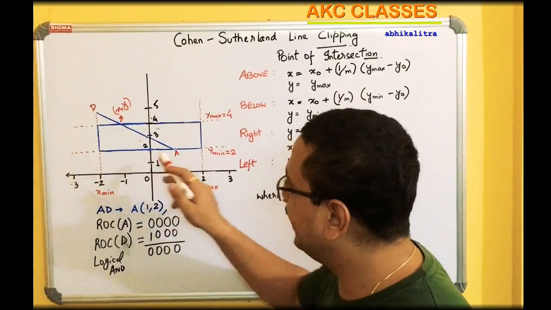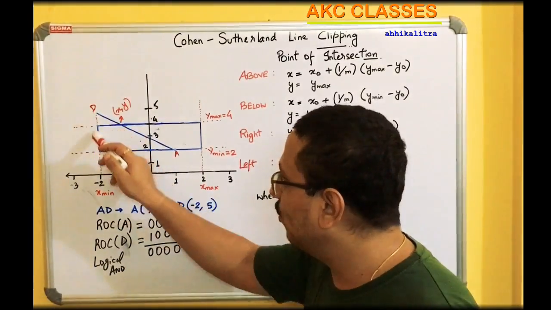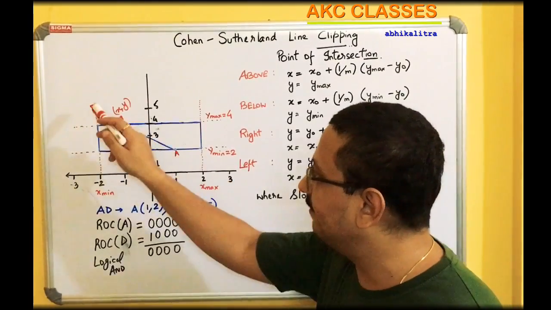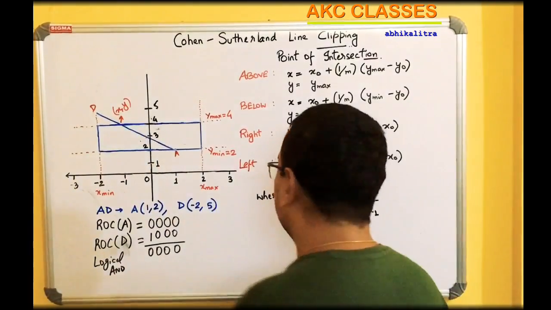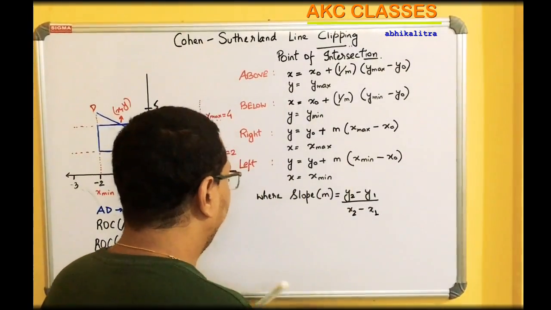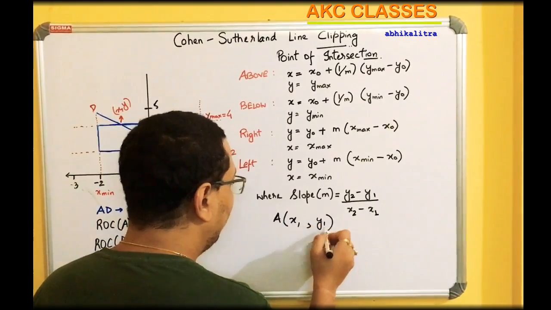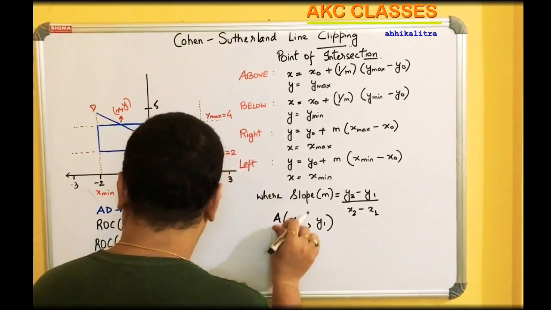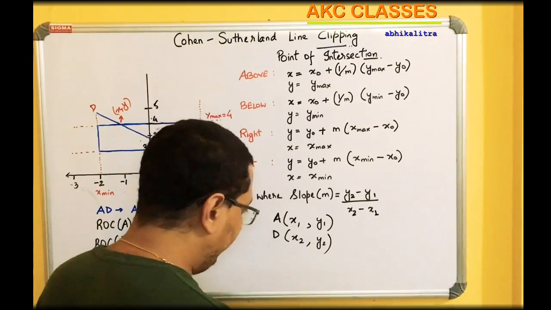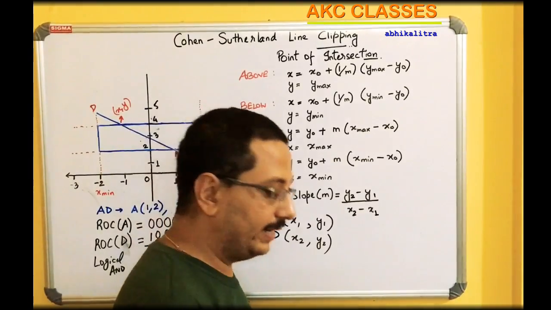What is that? We are supplied with the A coordinate location and the D coordinate location, and we know how to calculate the slope of this line. When we are given both endpoints, we can easily calculate the slope. If I consider the A endpoint to have coordinates x1 comma y1, and the D endpoint to have coordinates x2 comma y2, then the slope of the line is y2 minus y1 divided by x2 minus x1.